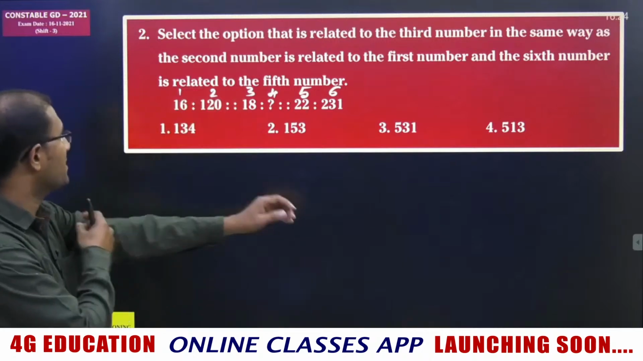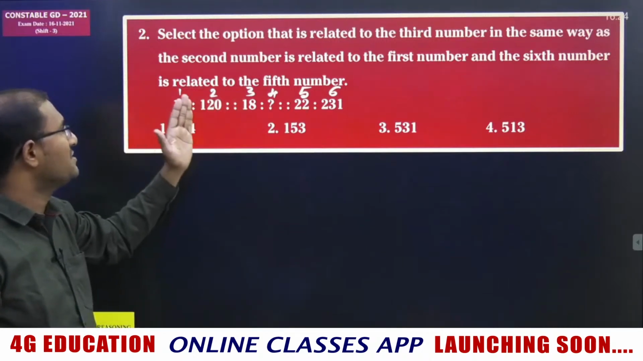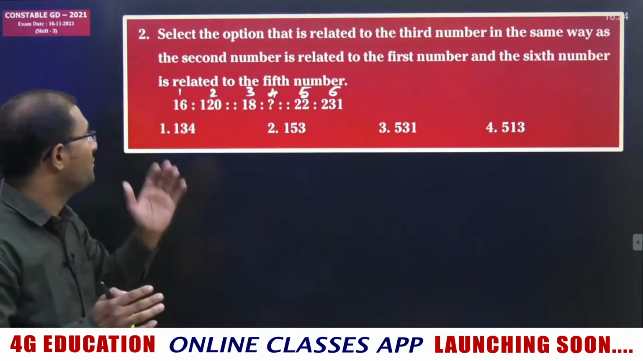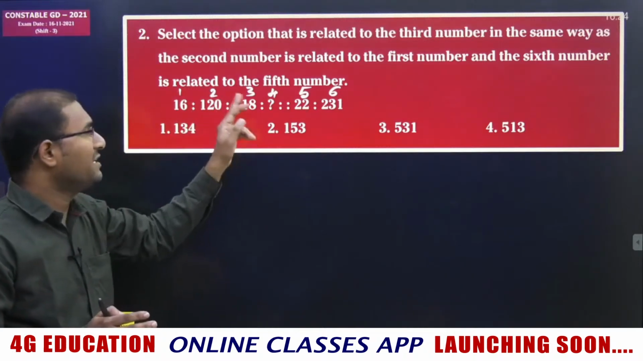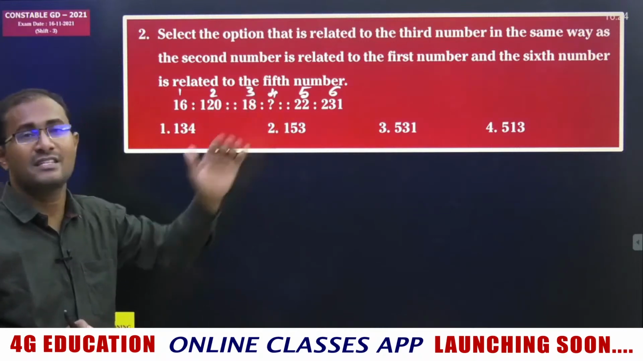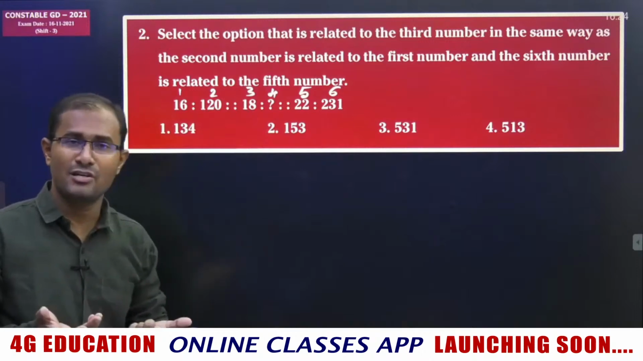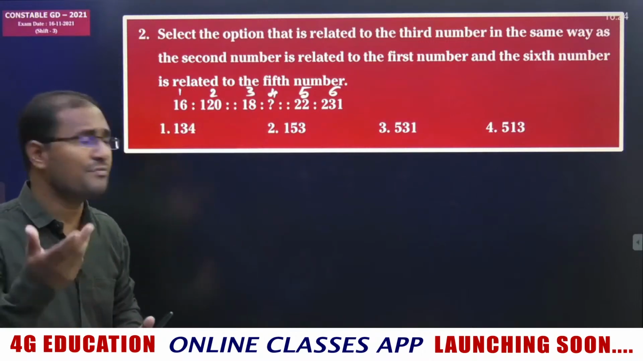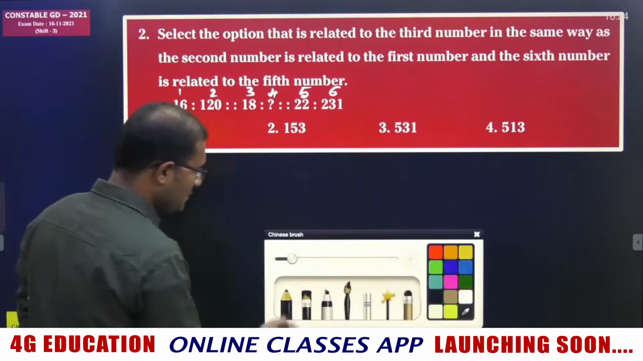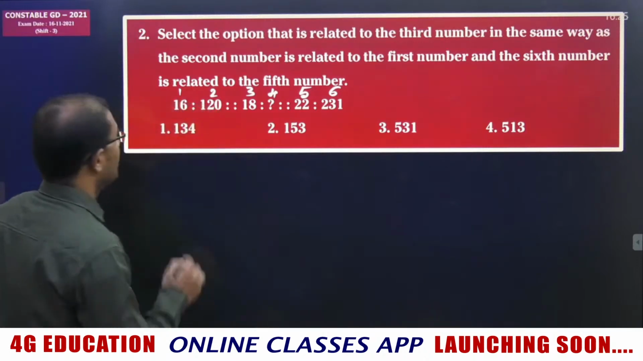Now if you observe, guys, we need to observe first the relation between the first element and the second element, and the same relation we need to apply to the third element in order to get the fourth element. And obviously the relation between the fifth element and sixth element is going to be the same relation we observe between the first and second. Now let me take the first element and the second element.